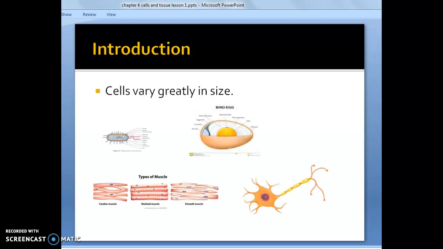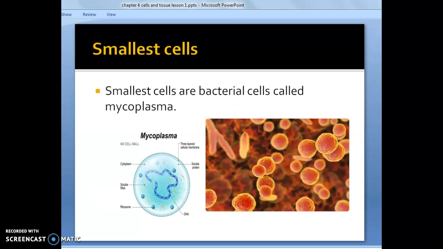Introduction. Cells vary greatly in size, right? Here you can see a picture of different cells. The bacterial cell is the smallest cell, the bird egg is considered the bulkiest and largest, while muscle cells and neurons are both long. Their shape and size are according to the function they have to perform.